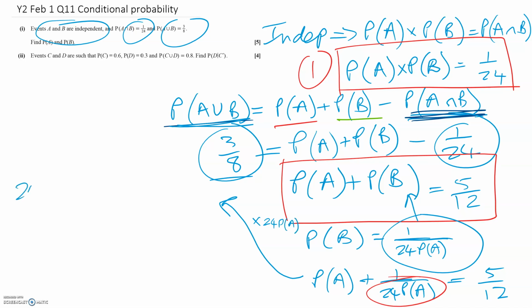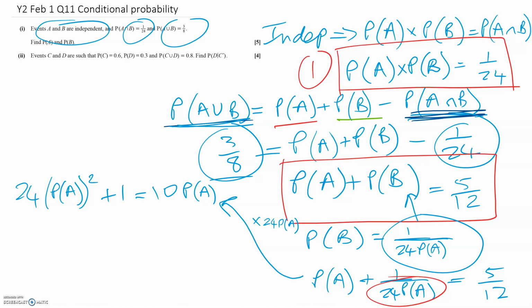If we do that, we will get 24 times by the probability of A all squared. By the way, you might find it easier in this question to let x equal the probability of A and let y equal the probability of B, just to save a bit of writing, but I've already started now, so it's a bit late for that. So let's carry on going. We've got plus 1, and that equals 5/12 multiplied by 24 times the probability of A. 24 divided by 12 is 2, so that's actually just going to be 10 times by the probability of A.